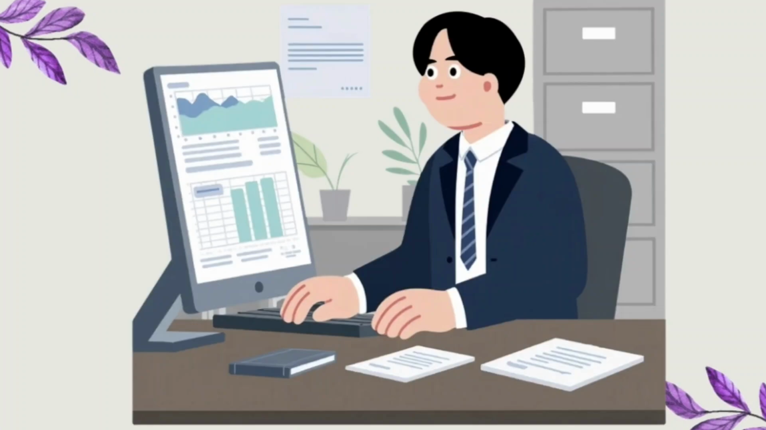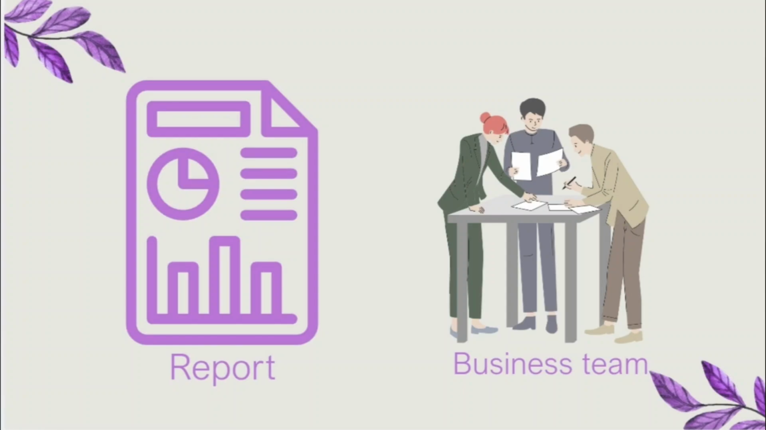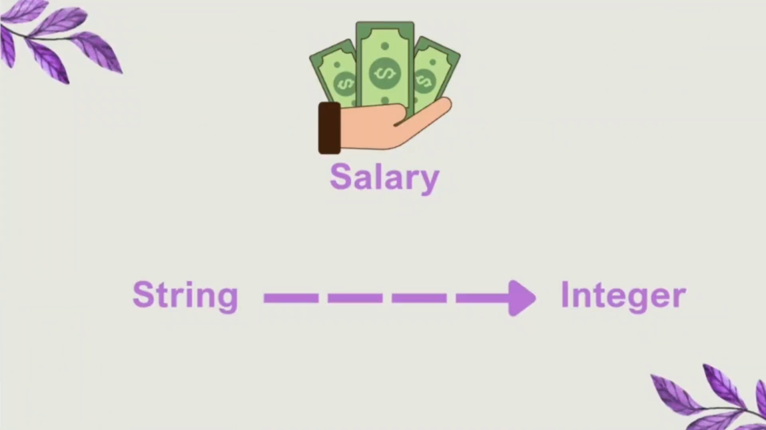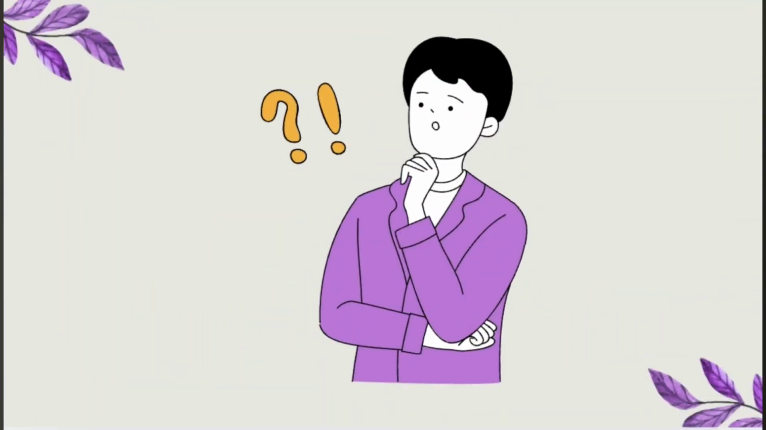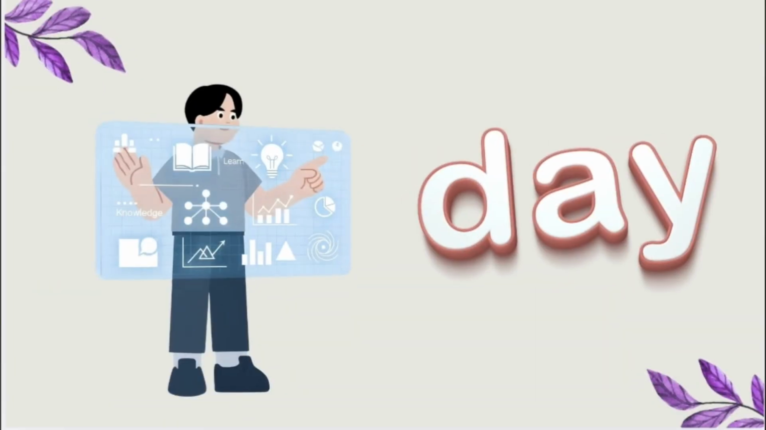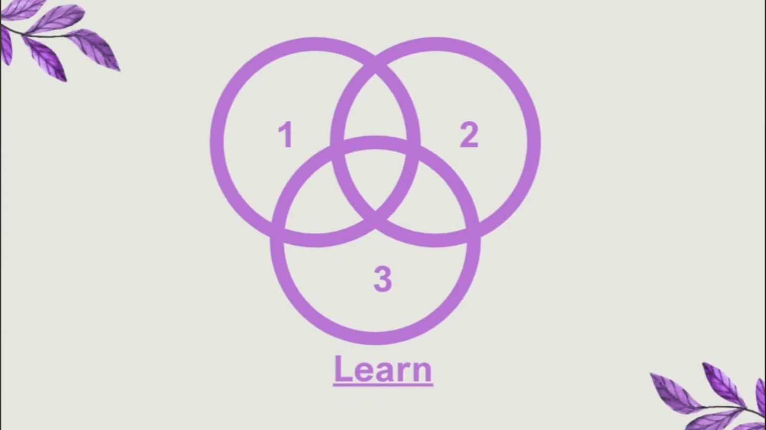Imagine this. You're working in a real company. Your manager comes to you and says, Ram, before sending this report to the business team, rename this column. Add today's company name to every record. And also convert salary from string to integer. Now imagine you don't know how to do any of this. Trust me, these are not advanced tasks. These are things data engineers do almost every single day. And today, we are going to learn all three in one video.